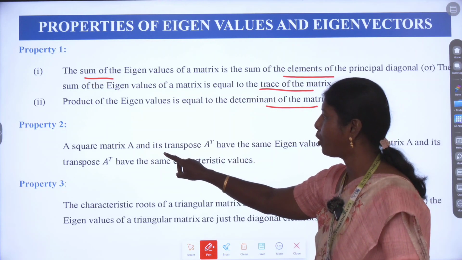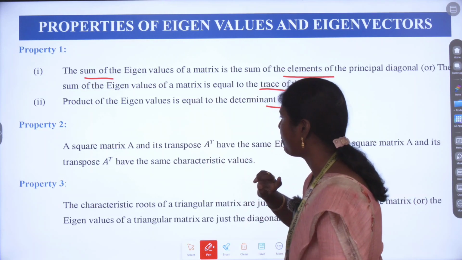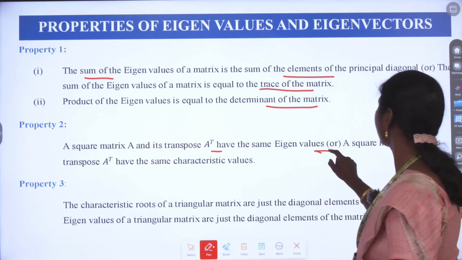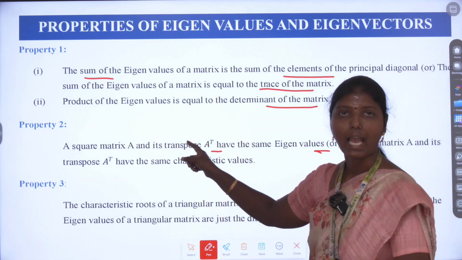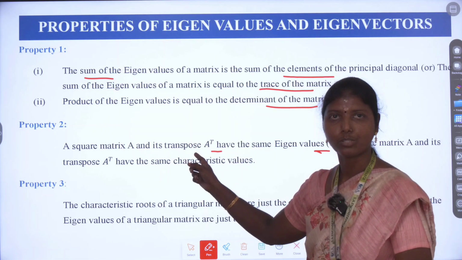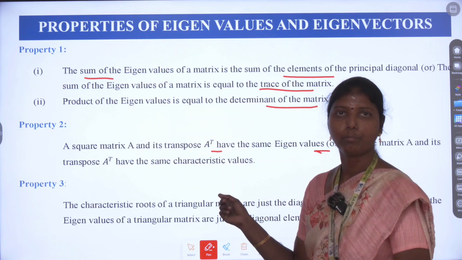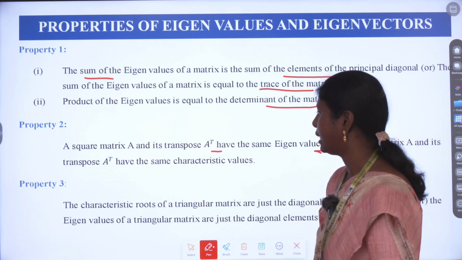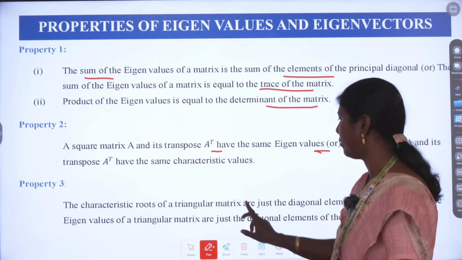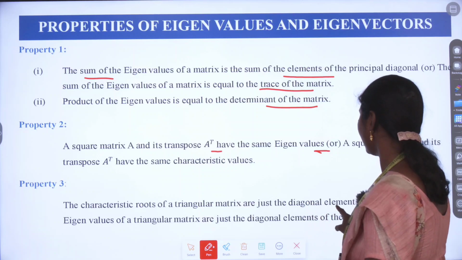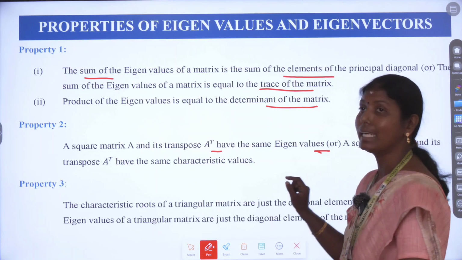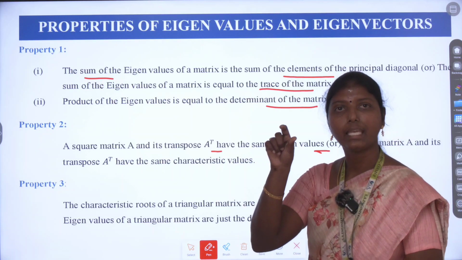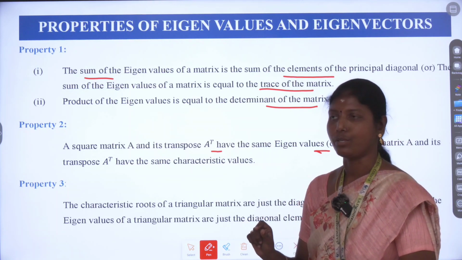Next is your second property. A square matrix A and its transpose have the same eigenvalues. That is, if lambda is an eigenvalue of A, the same eigenvalues will be there for A transpose. Next is your third property. The characteristic roots of a triangular matrix are just the diagonal elements of the matrix. That is, if we have an upper triangular matrix or a lower triangular matrix, the main diagonal elements are your eigenvalues.